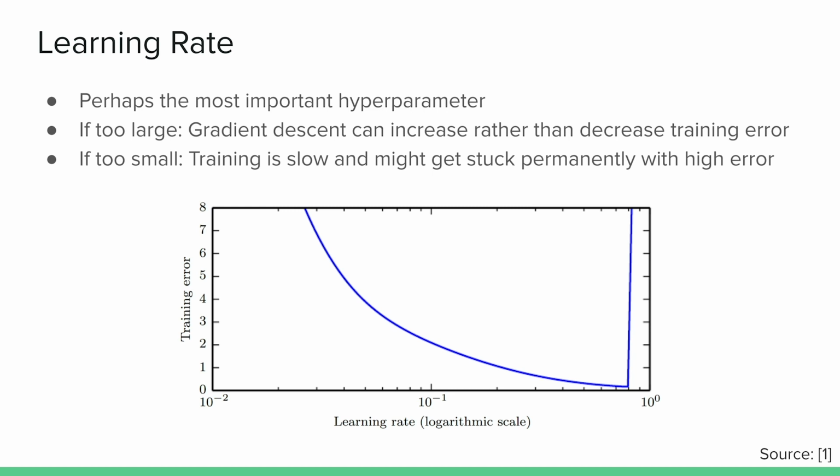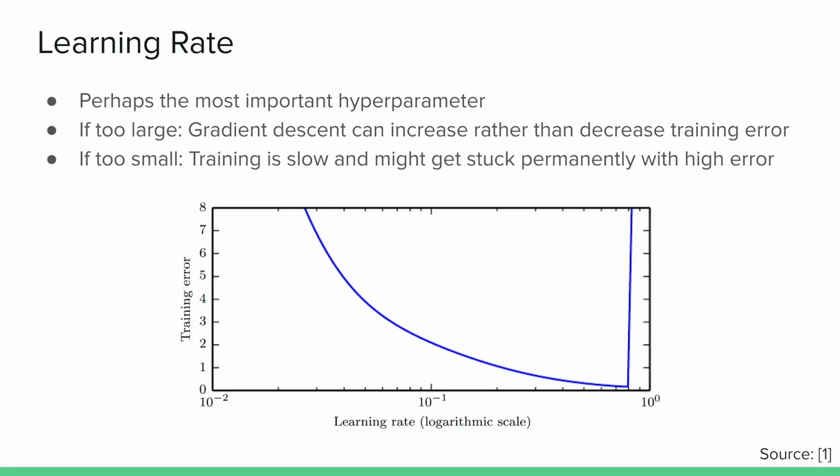The learning rate is probably the most important hyperparameter that you will encounter when you're training your network, and it is the step size that we're moving along in our landscape. And the problem is if it's too large, gradient descent could actually increase rather than decrease the training error. So the problem is that we take steps that are so large that we're stepping over the valley and onto the next hill. And then, you know, we have to go the other direction again. And this could actually be very problematic in such a way that our network does not learn anything at all. So a learning rate that is too large is a big issue.